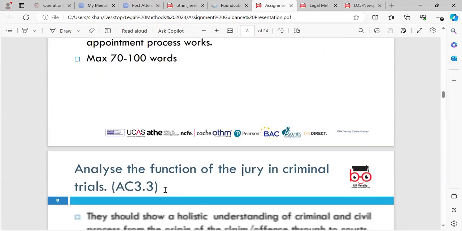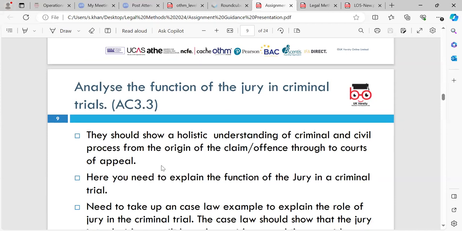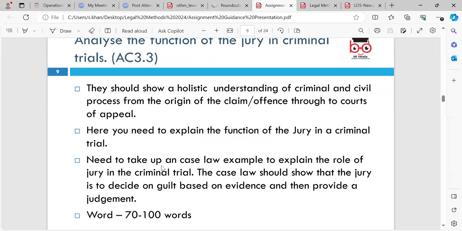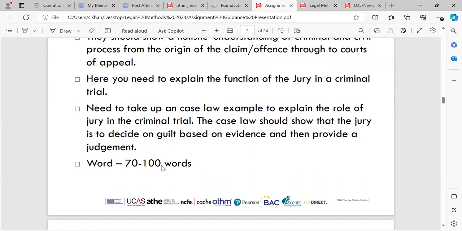Yes, thank you. So then the next one is analyze the function of jury in criminal trials, and that's the heading AC 3.3. Here you should show a holistic understanding of criminal and civil process from the origin of the claim, offence through to courts of appeal. Here you need to explain the function of the jury in a criminal trial. You need to take a case law example to explain the role of the jury, and the case law should show that the jury is to decide on guilt based on evidence and then provide a judgment. And that would be 70 to 100 words.